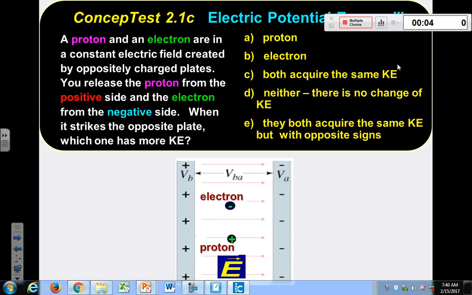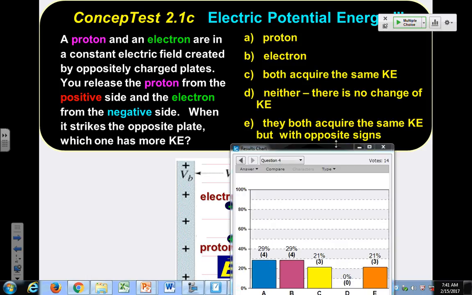Which one, when it strikes the opposite plate, has more kinetic energy? All right, let's stop at 35. Okay, yeah, we're all over the board here.